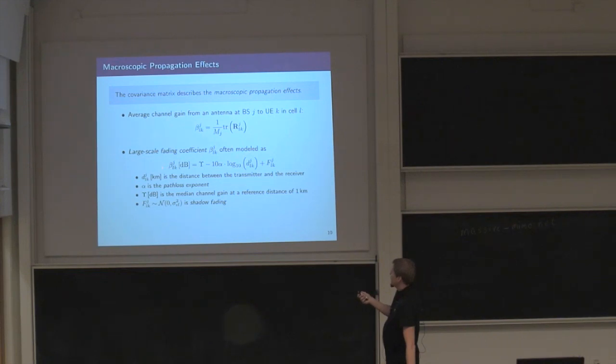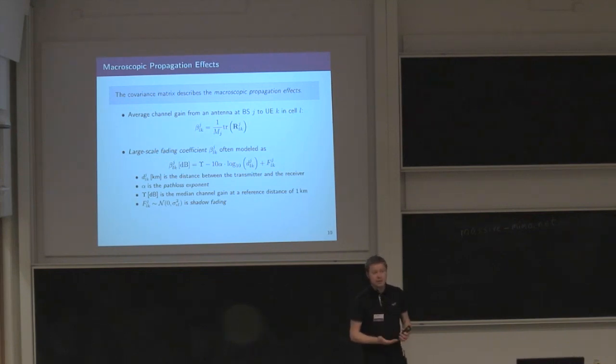And you can measure distance in different units. In this case, I measure it in kilometers, which means that if I put in 1 kilometer, then this term goes away, and it is only this factor here that describes the channel gain I will have at a reference distance of 1 kilometer. And that number can, for example, be minus 100 decibels, something like that, that you typically are going to lose over 1 kilometer distance.